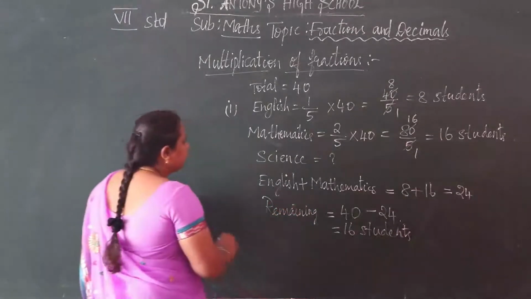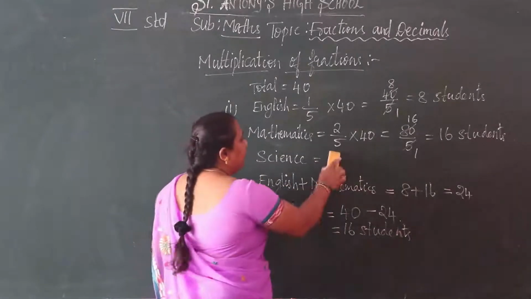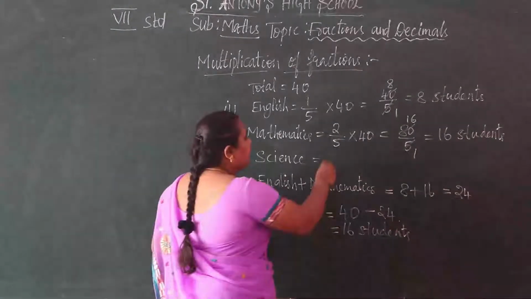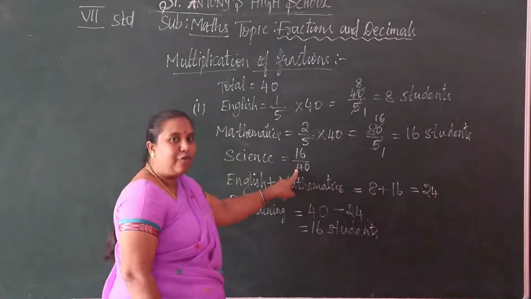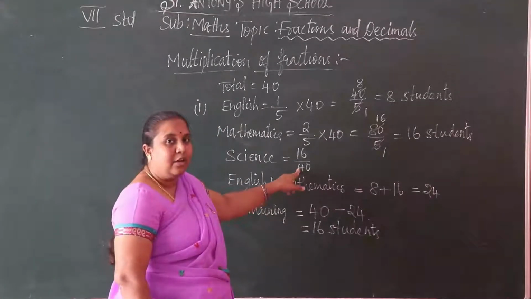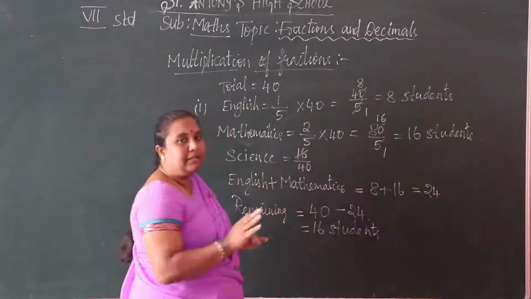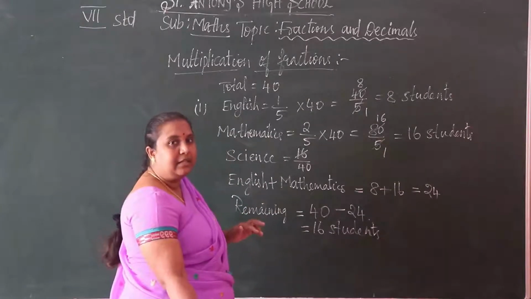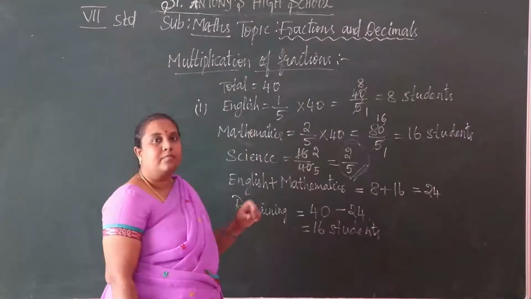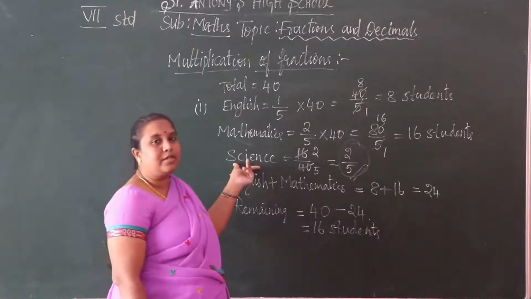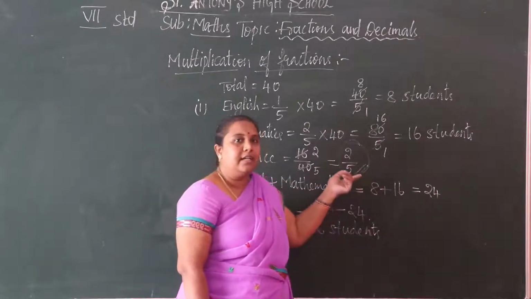Now let us see the fraction of students eager to learn science. See here, 16 students out of 40. So what is the correct fraction? We can cancel this now. We can take the simple table, the 8th table, to find this. So 2 by 5 of the students like to study science.